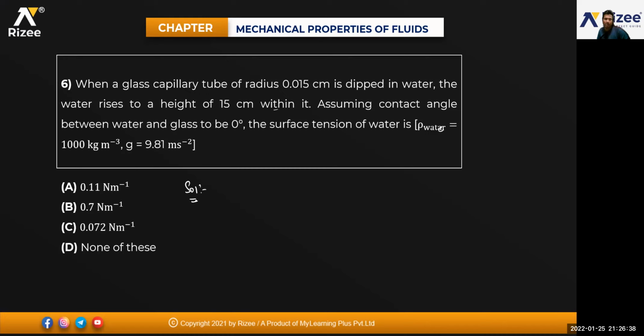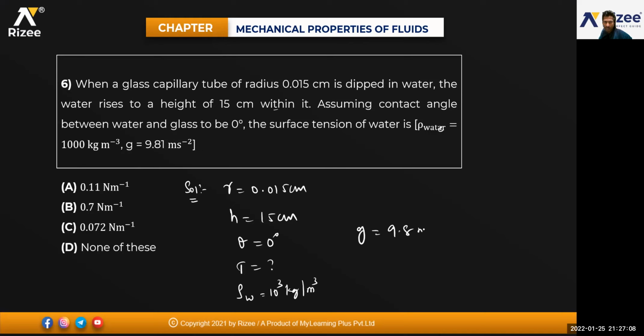When a glass capillary tube of radius 0.015 centimeter is dipped in water, the water rises to a height. So tube radius is given: r is equal to 0.015 centimeters. And the height to which it has been rising is also given as 15 centimeter. Assuming the angle of contact, that means theta is equal to 0 degrees. Surface tension of water is how much? Density of the water is 10 to the power of 3 kg per meter cube. And g value is given as 9.8 meter per second square. Come on, try to do it better.